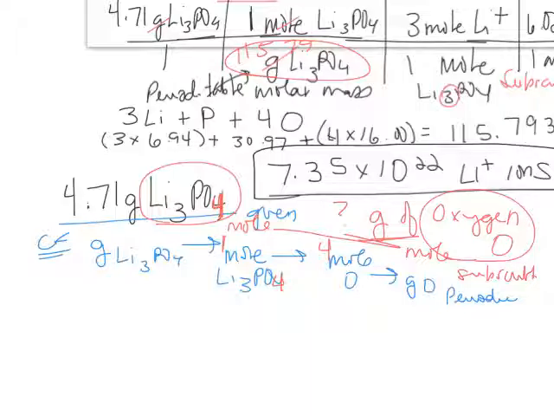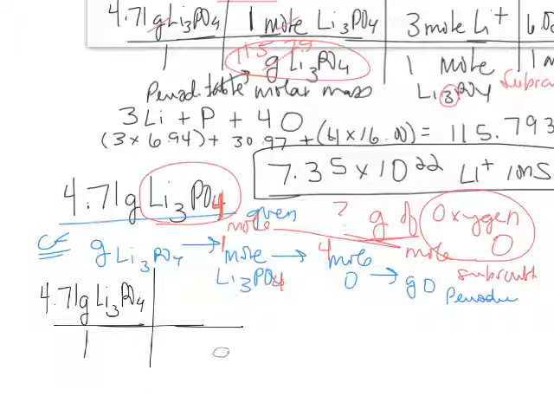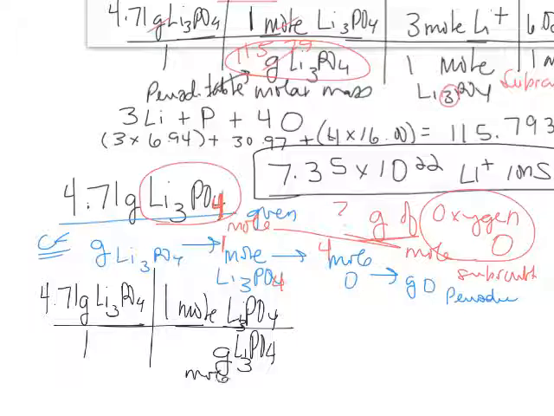So now that we have our conversion factor plan, let's put in our numbers and solve our problem. 4.71 grams of lithium phosphate over 1. We don't want grams, so we're going to put grams on the bottom of lithium phosphate for 1 mole of lithium phosphate. Let me get my 3 in there. We've already solved this molar mass. We added it up in part A, and you can see here it's 115.79 grams per mole. So the grams cancel out.